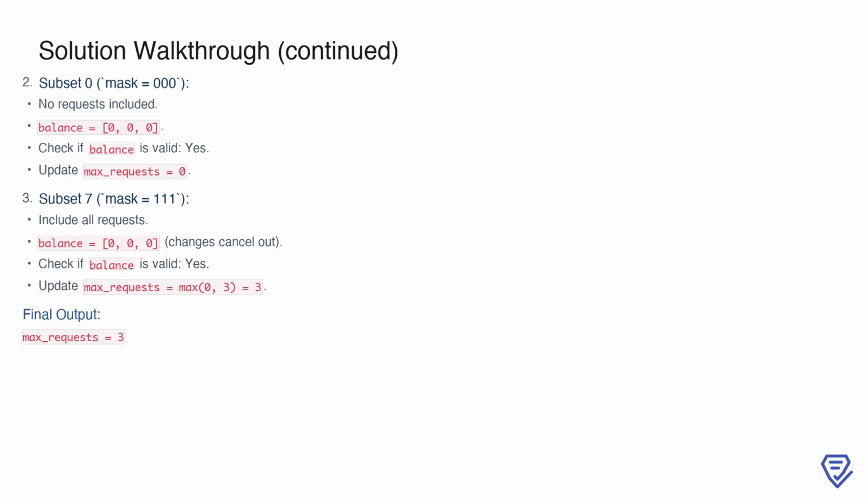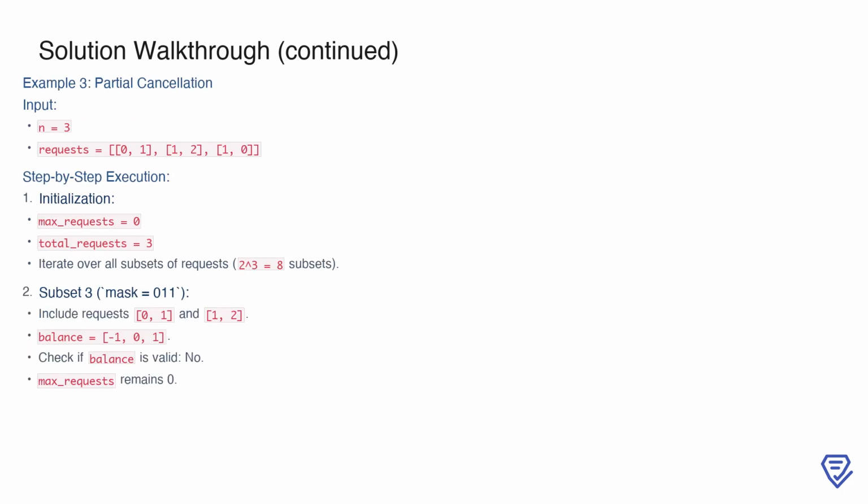Now consider subset 7, represented by the mask 111, which includes all 3 requests. The balance array becomes 0, 0, 0, because the transfers from building 0 to 1, from 1 to 2, and from 2 back to 0 perfectly cancel out. This subset is valid, and since it includes all 3 requests, we update max_requests to 3, which is the maximum possible for this example. Therefore, the final output for this case is 3.